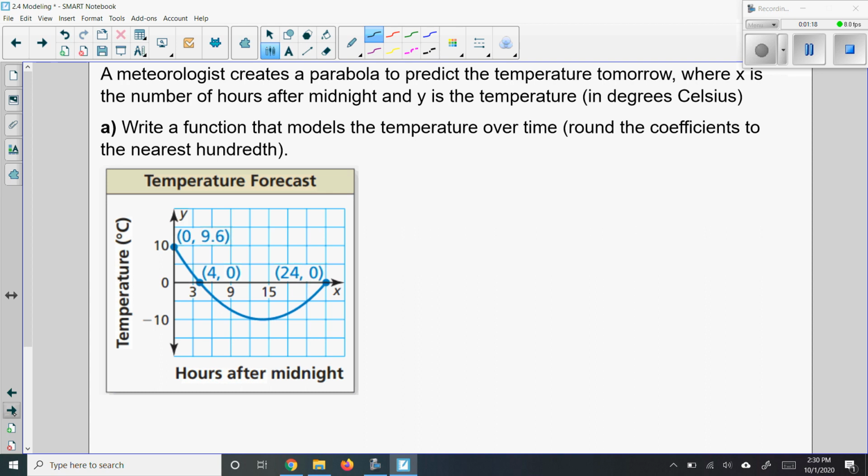In this first model, x represents the number of hours after midnight, and y represents the temperature in degrees Celsius. So we want to write a function that models the temperature over time.